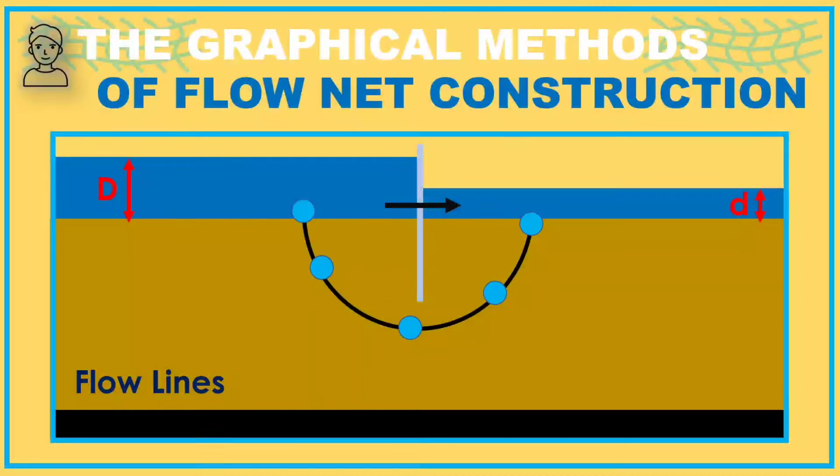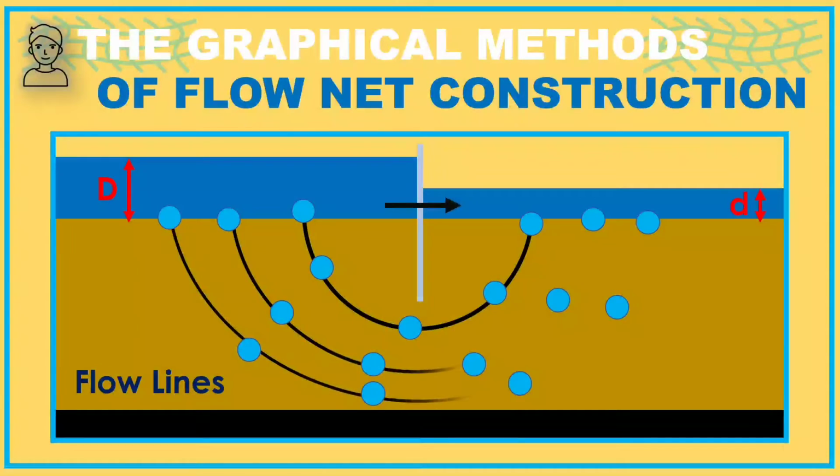Similarly, many particles will leave the upstream and reach the downstream, forming different flow lines. Note that each flow line begins from the upstream surface, which is at the pressure gamma sub W capital D, and travels through the soil, constantly losing its energy, and terminates at the downstream surface, which is at pressure gamma sub W small letter d.